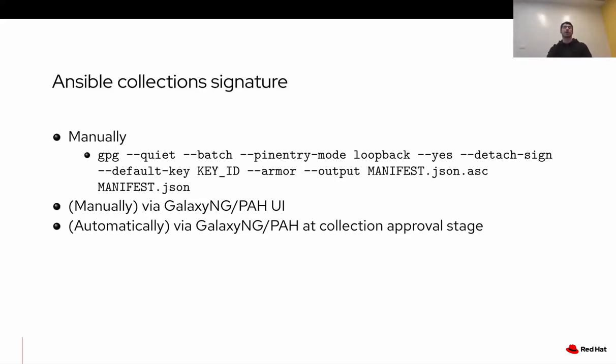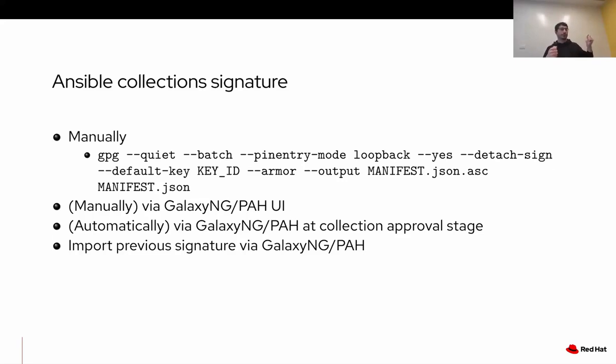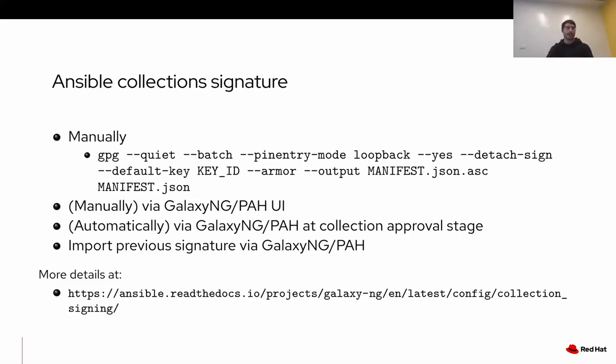Now, it's also possible to automatically import signatures from previous systems. So let's say, for instance, that your source for collections is not galaxy.ansible.com, but maybe a company such as Red Hat or IBM or some other company that also provides you the signatures for their code. You can also import those signatures to ensure that your supply chain security stretches over your premises to the premises of your providers. And we also have documentation for those cases as well.